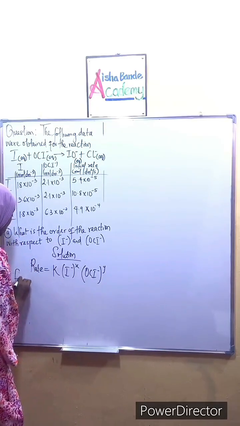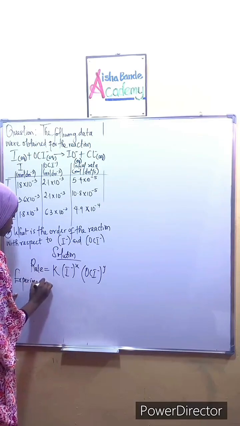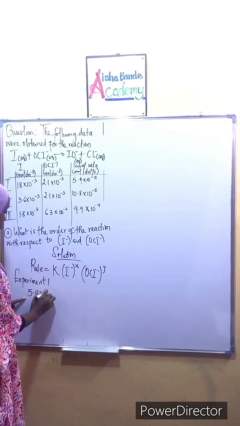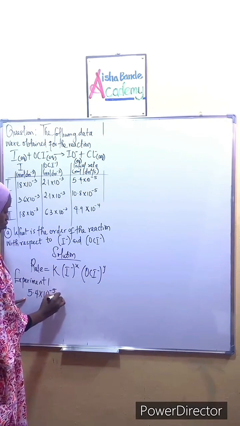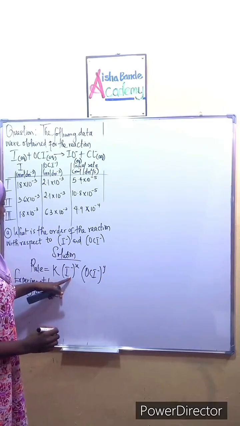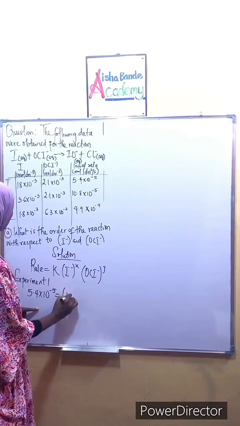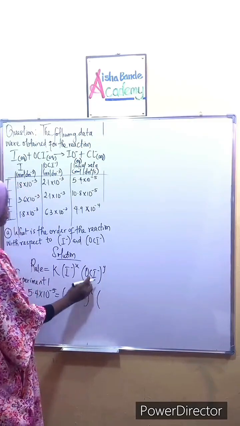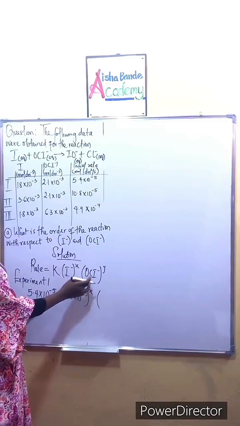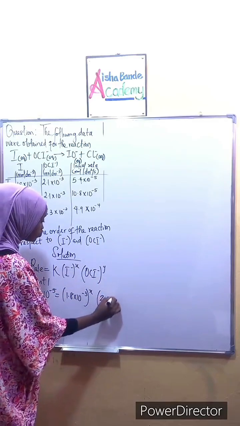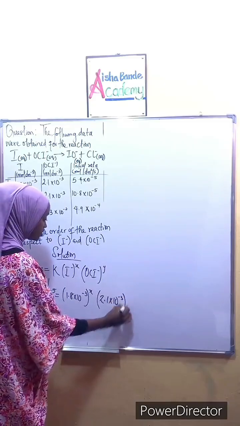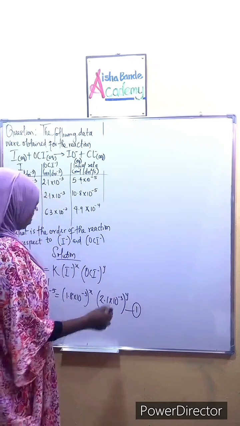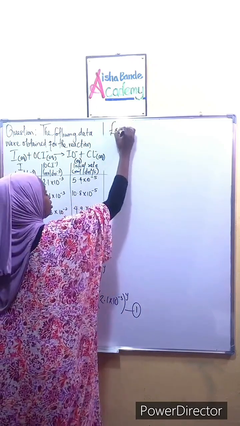So let's begin with experiment 1. For experiment 1, the rate is 5.4 times 10 to the power of minus 5, equal to the concentration of I minus, which is given as 1.8 times 10 to the power of minus 3, raised to the power of X, multiplied by the concentration of the other reactant, OCl minus, which is given as 2.1 times 10 to the power of minus 3, raised to the power of Y. So this is what we call our equation 1. So now moving on to experiment 2.